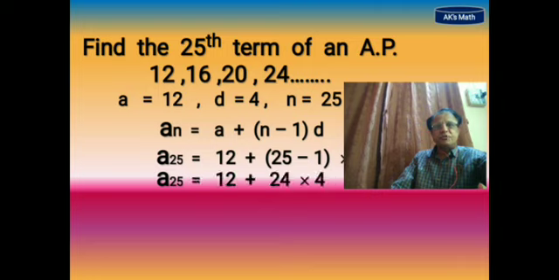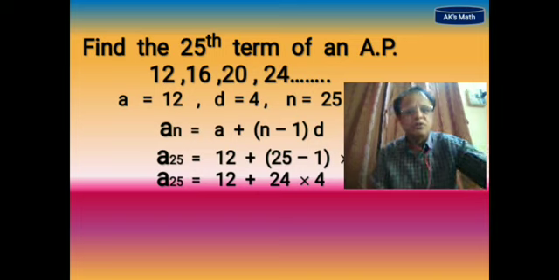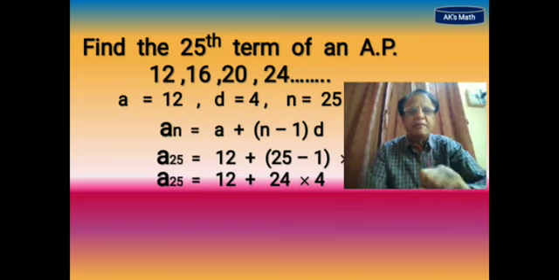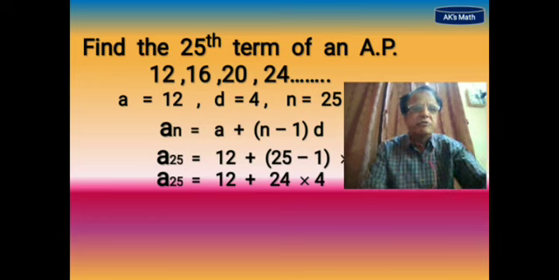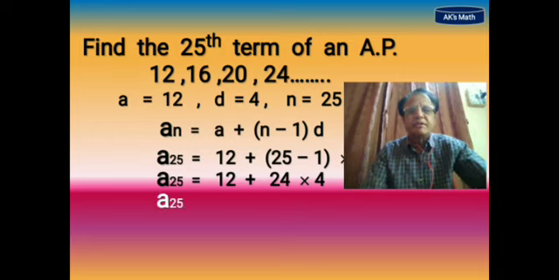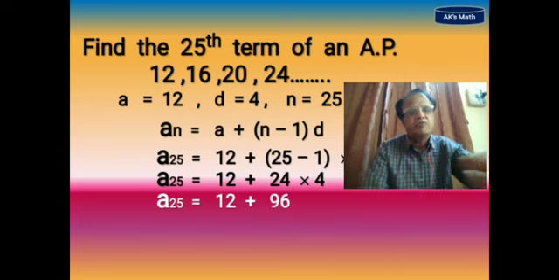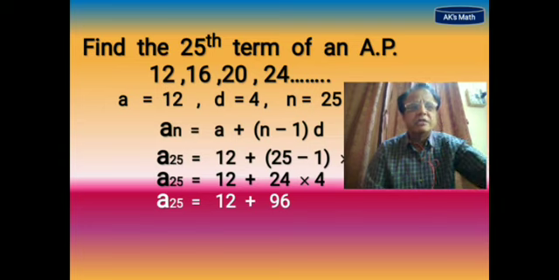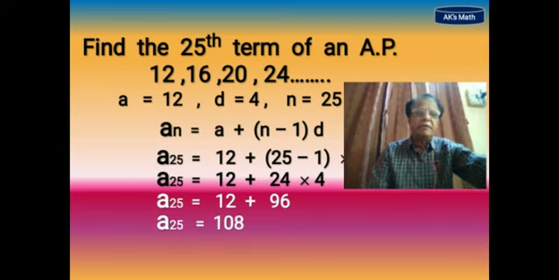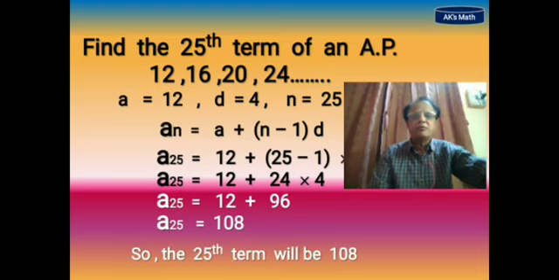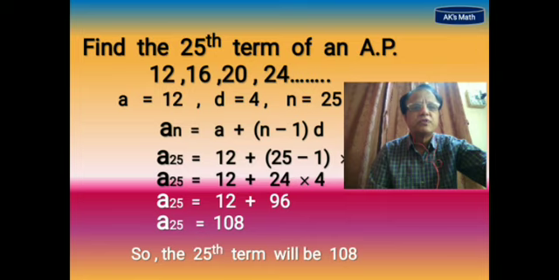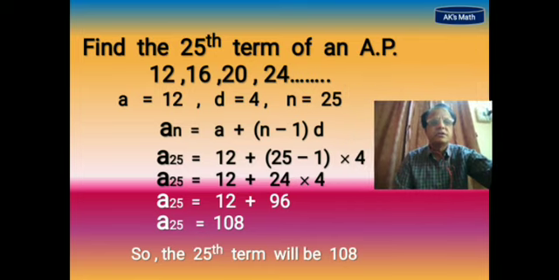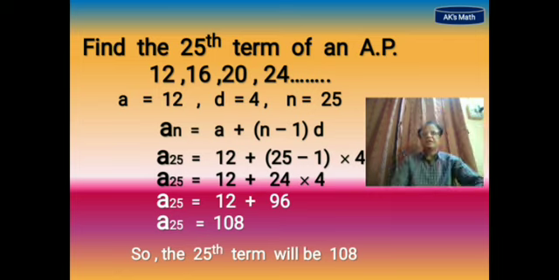So 12 plus 24 into 4. In place of an, write a25. In place of a, keep 12 from the series above. Then d is equal to 4, n is equal to 25. By solving, you will get a25 is equal to 12 plus 96. So very easily you get the value of a25, and the 25th term will be 108. In this way, students, you can easily find the terms asked in an AP.